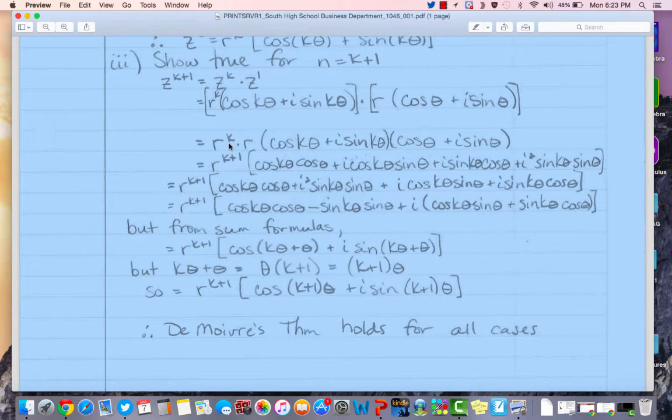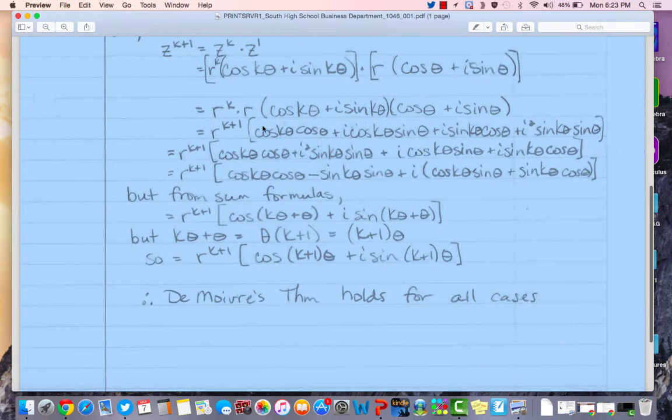Well, r to the k times r ends up being r to the k plus 1 because you add the exponents. And then I FOILed out this bottom piece. So cosine k theta times cosine of theta, cosine k theta times i sine theta, i sine k theta times cosine of theta, and i sine k theta times i sine of theta. When I take the i times the i, that's where the i squared comes from for that term.